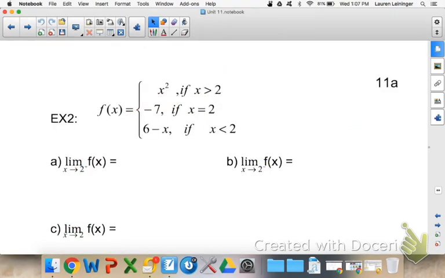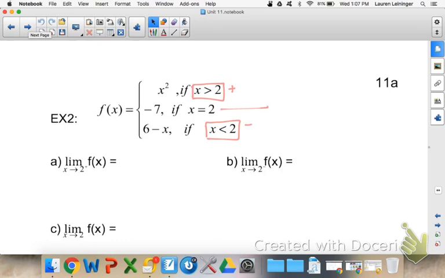On the back of this one, you see another piecewise function. This one has 3 sections to it, so we have to be careful of it. Again, we look at our restrictions and we say x is greater than 2 would be to the right of 2. X is less than 2 would be to the left of 2.